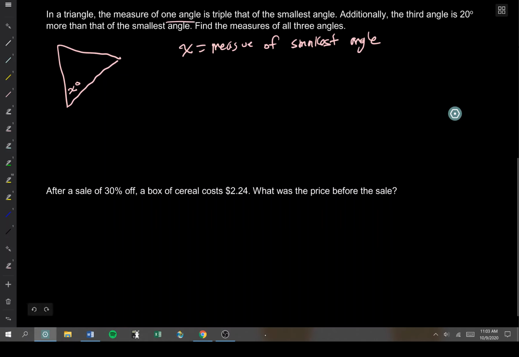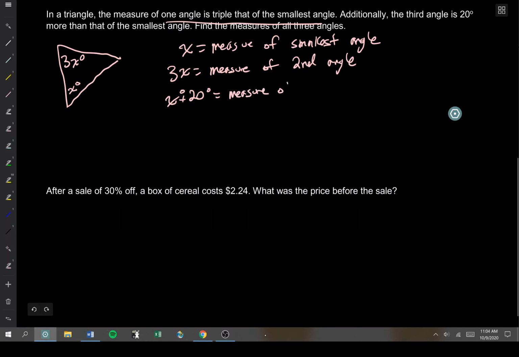Well, then I know that one angle is triple that of the smallest. So 3x equals the measure of, I'll just call it the second angle. I'm not sure if it's going to be the biggest angle or the middlest angle. I know it's not the smallest, but it might be the biggest, it might be the middlest. I don't know. My third angle is x plus 20. Again, this is probably going to be the middle angle in terms of its measure, but I don't know, so I'm not going to define it that way.